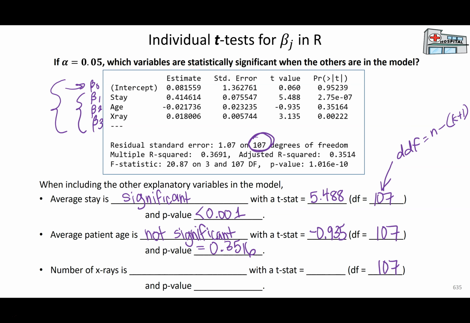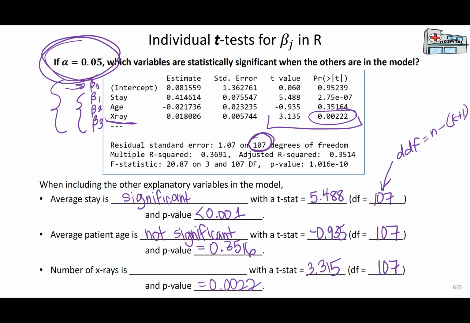And last but not least here, we're looking at number of x-rays. So this is the last row, row 4. I have a t-statistic of 3.315. Degrees of freedom are still 107. My p-value, it's fairly small. It's equal to 0.00222. So knowing this at the 0.05 significance level, so that is an important note that that is what I was using as a cutoff, I would say that number of x-rays is significant.